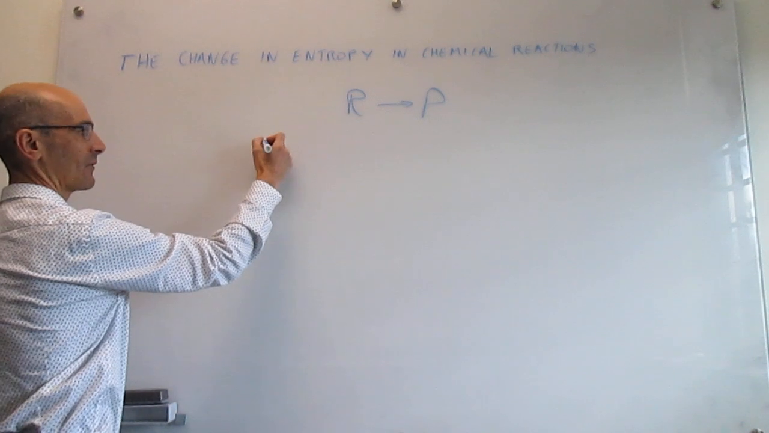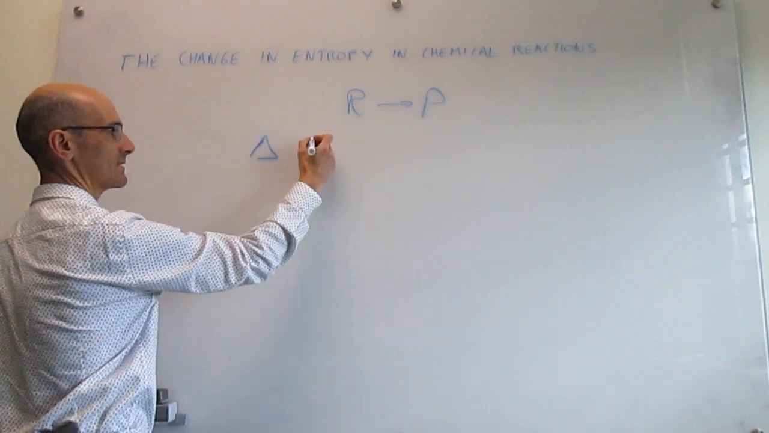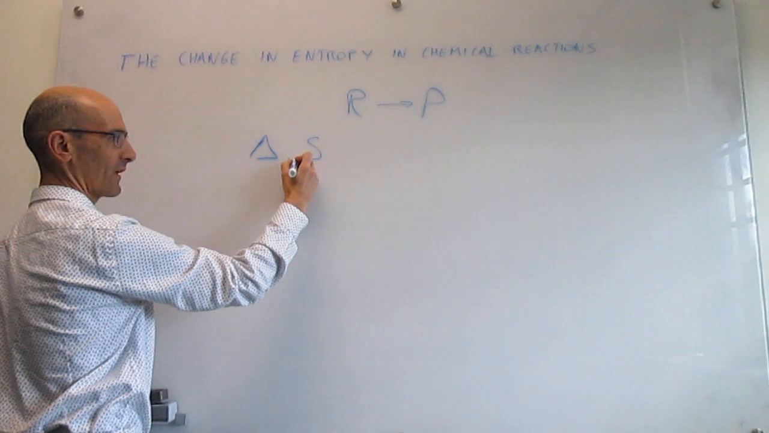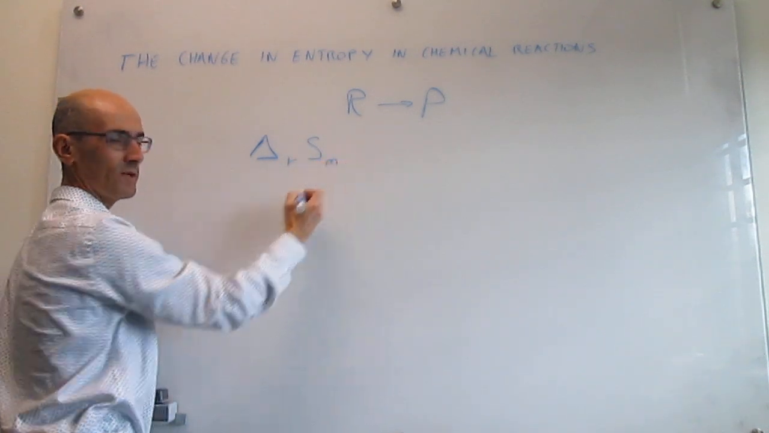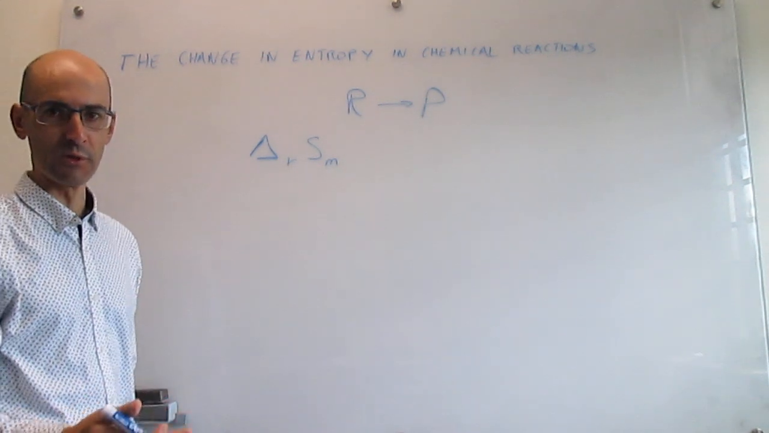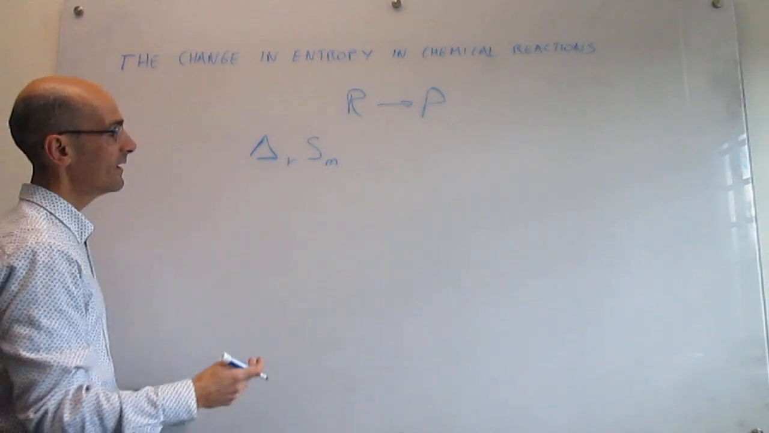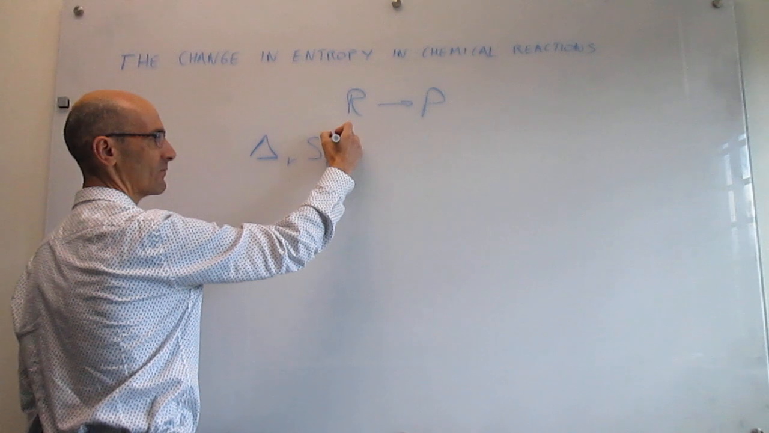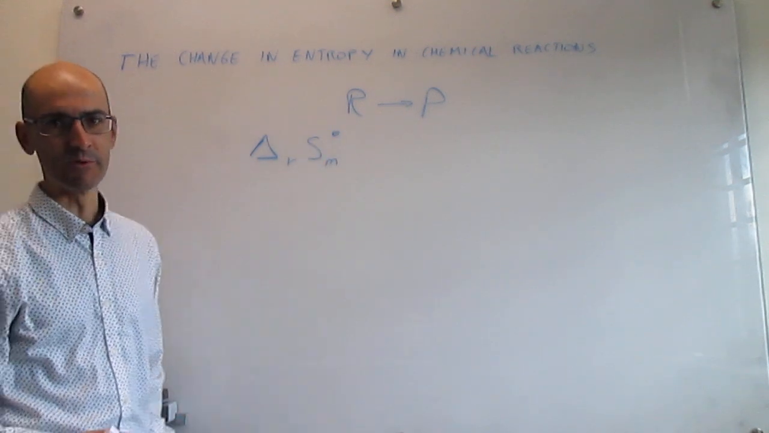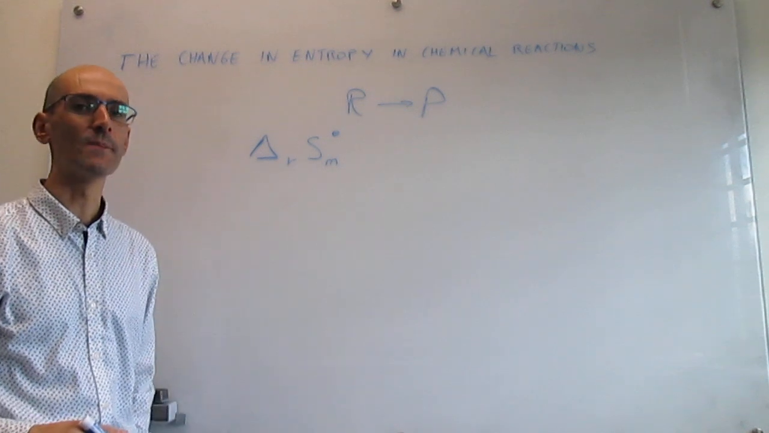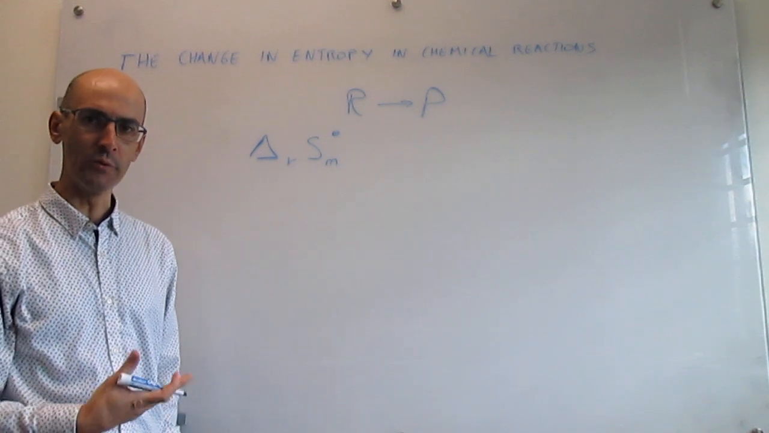Alright, so this is a chemical reaction. The way that we're going to write this is change in entropy for the chemical reaction. We're generally going to be interested in molar quantities, so this will be joules per Kelvin per mole. And then we're also generally going to be interested in the standard state, that is pure substances at 1 bar pressure. Now the question is, how do we compute this quantity?